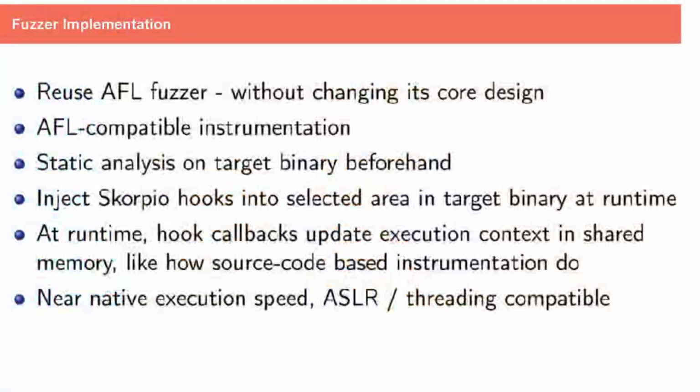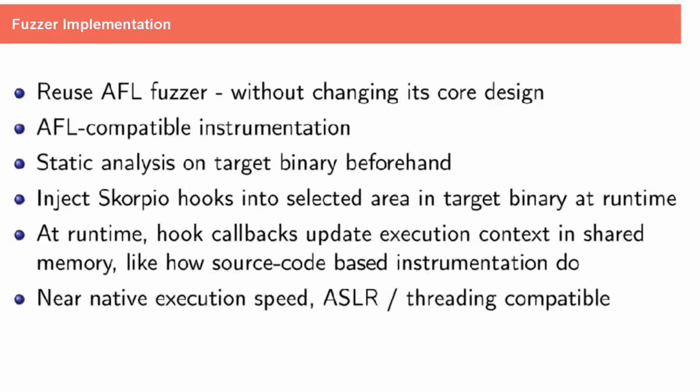So what we had to do is perform static analysis on the target binary before we build the fuzzer. We locate where we want to focus fuzzing. For example, usually we just focus on the parser code, right? So we reverse the program first and relocate the parser, and we instrument only those areas.